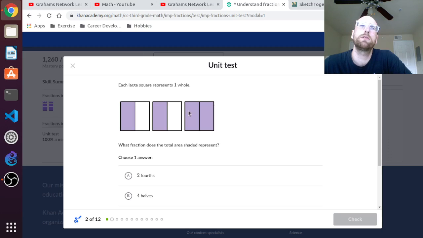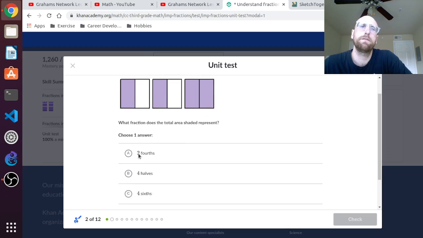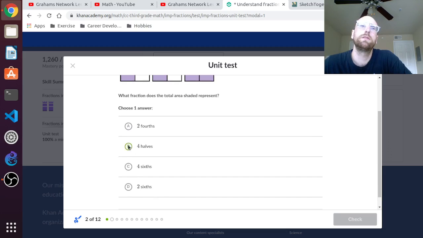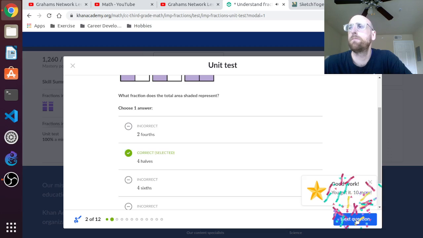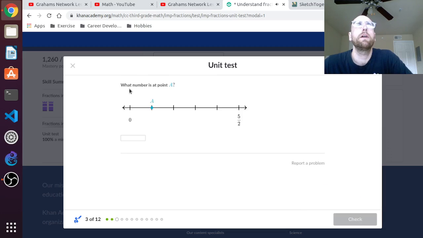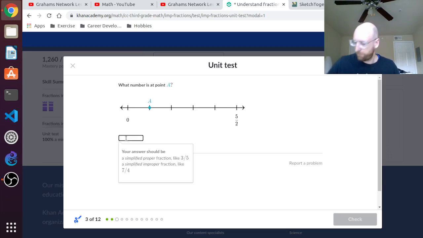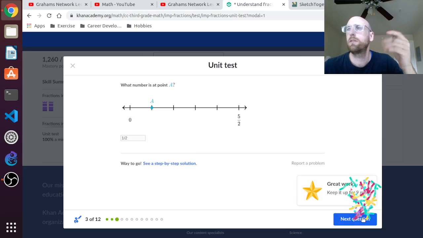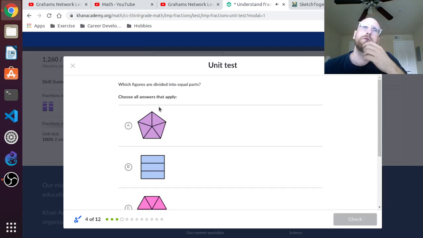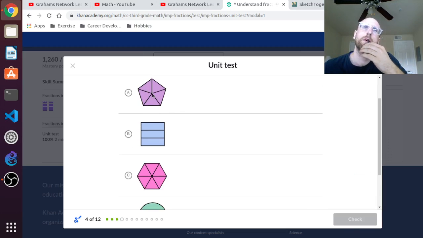So it's going to be 1, 2, 3, 4 halves. There we go. At what number is point A? So we've got 5. So these are all halves. So 4, 3, 2. So this is going to be 1/2. Oops, and looks like my keyboard's kind of not reliable. There we go. Which figures are divided into equal parts?